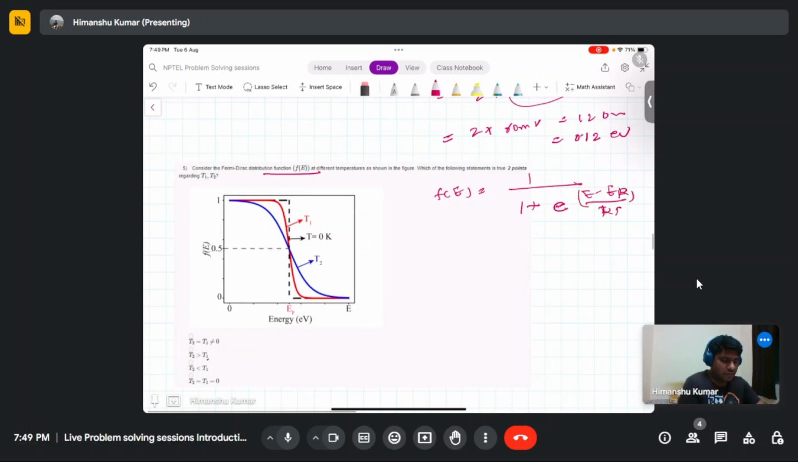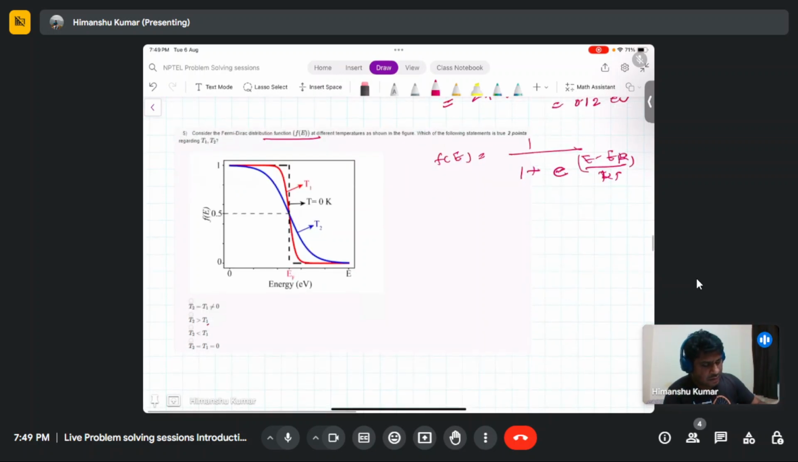So two cases. When E is less than EF, then E minus EF is negative. So this exponential term is negative. So what will happen? This bottom term is negative.